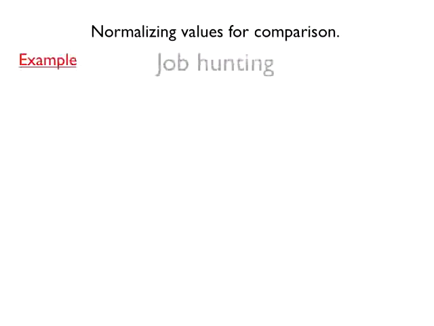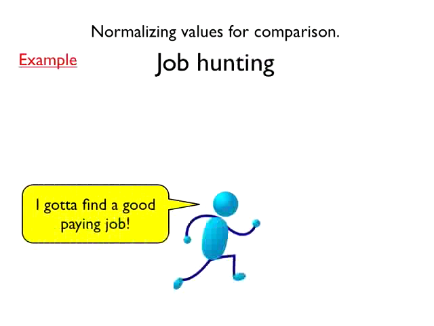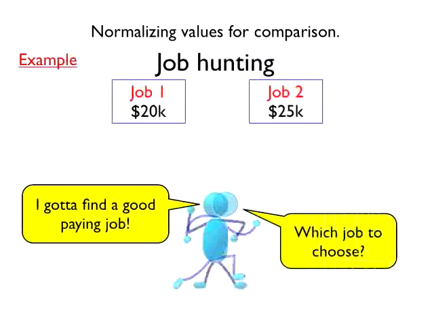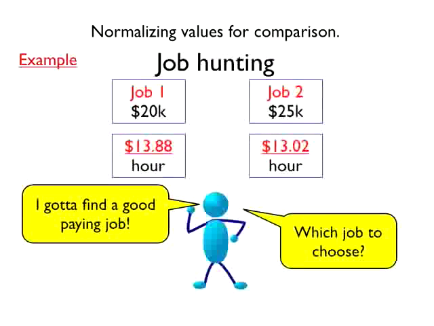For example, let's say you go job hunting. So you're out job hunting and you find these two jobs. One job is $20,000 a year, the other job is $25,000 a year. But when you think about it, they're not quite the same. So you look a little bit closer at the jobs to figure out which one to choose, and you realize that one job is going to pay you $13.88 per hour and the other job is $13.02 per hour. So when they were advertised, they were normalized one way, and now when you actually look at the details, you see they're normalized a little differently.